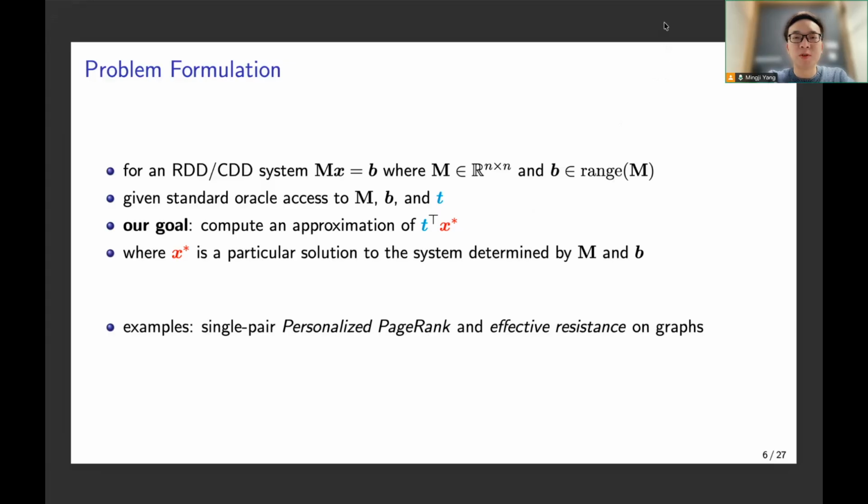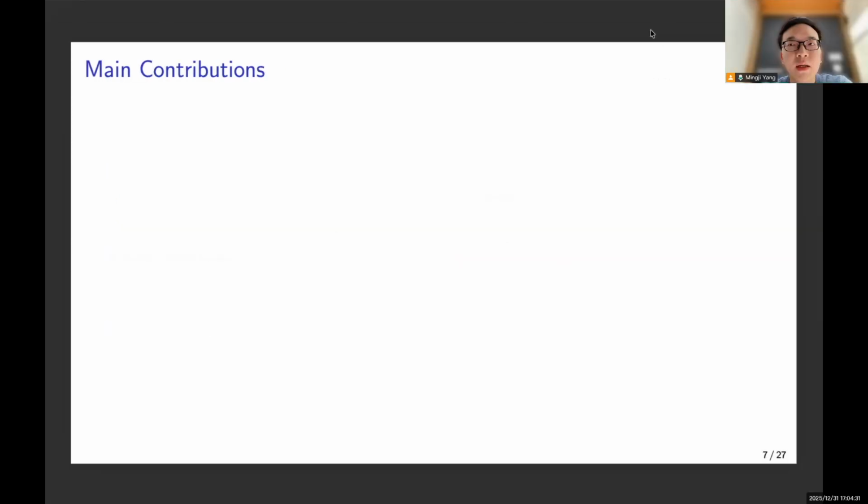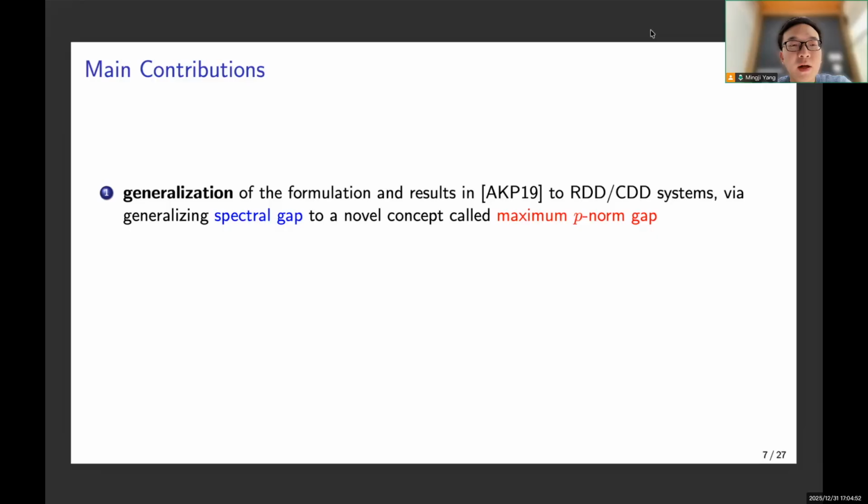As examples, we will see that the problems of computing personalized PageRank and effective resistance between two nodes on the graph can be formulated as special cases of our framework. So in this talk, instead of showing you the technical results, I'm going to show our main contributions at a higher level. Our first contribution is a generalization of the formulation and results in the previous ITCS paper from SDD systems to RDD or CDD systems. And we do so by generalizing the key quantity, the spectral gap, to a novel concept that we propose, called the maximum p-norm gap.